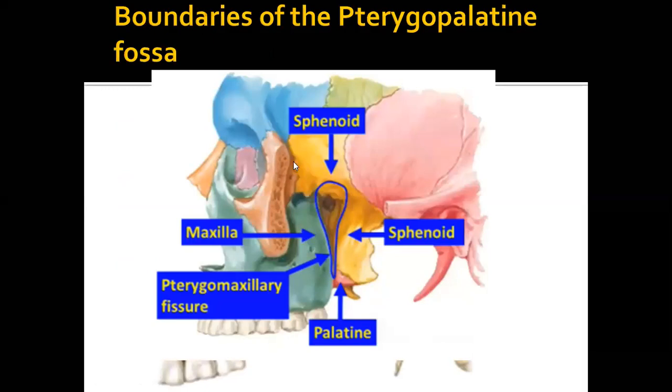You can see the anterior wall is formed by the maxilla, posteriorly by the sphenoid bone. Below that, the floor is formed by the palatine bone. The roof is formed by the sphenoid bone. Through the pterygomaxillary fissure, this pterygopalatine fossa communicates with the infratemporal fossa.